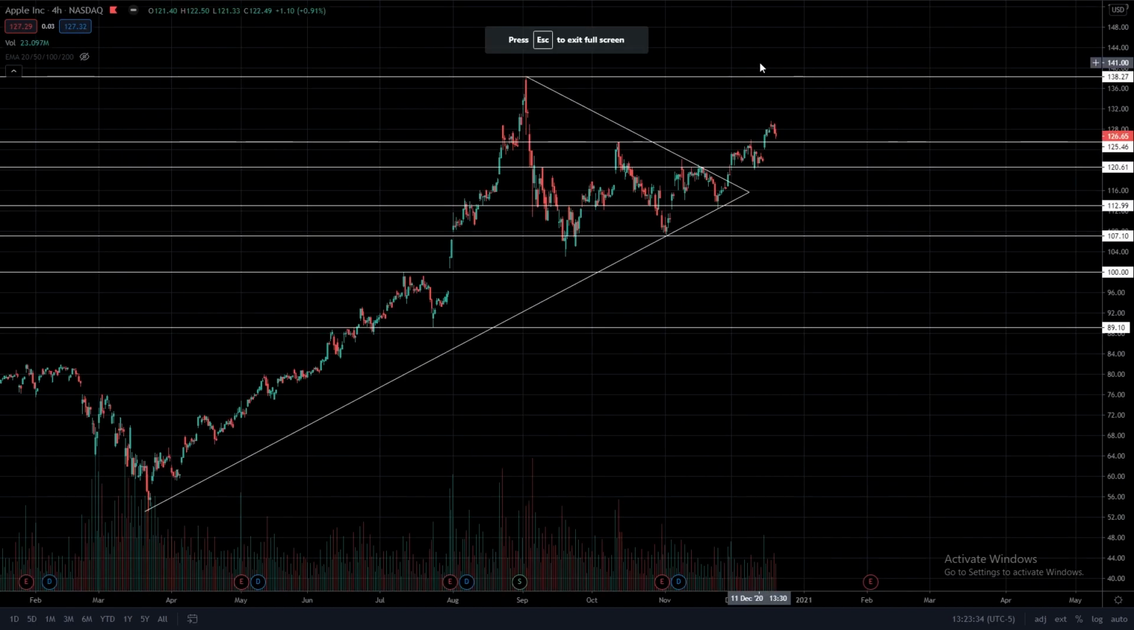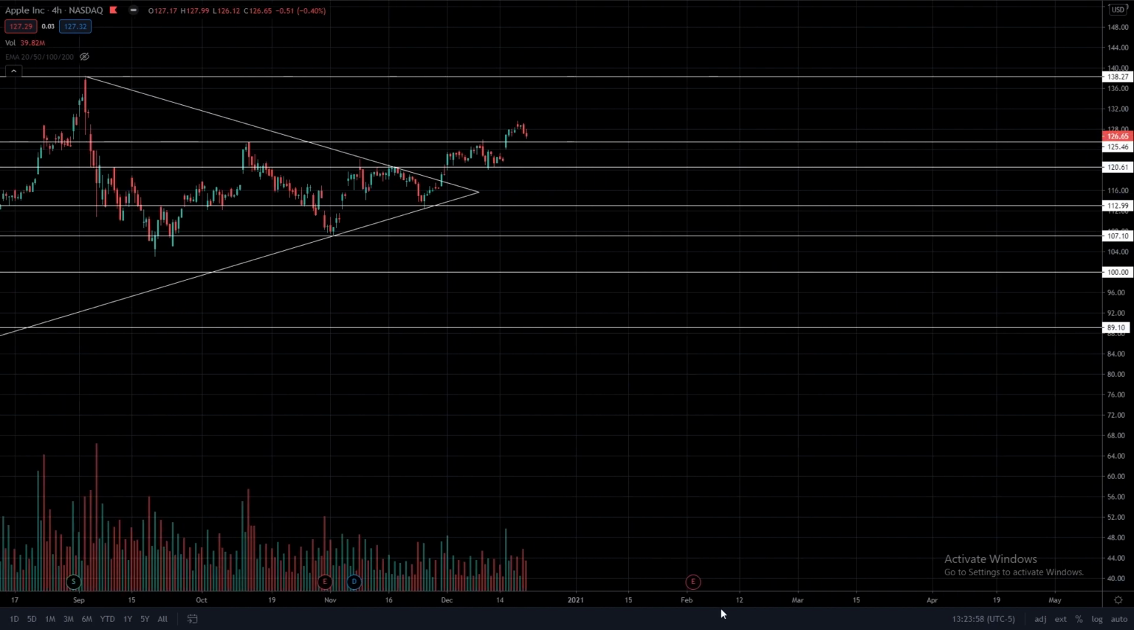So a setup extremely similar to the one that we were just looking at was Apple recently. It had a symmetrical triangle, as you can see right here, and it played out just like we expected. So it was a bullish breakout play. And as you can see, the best entries were the touches to this lower trend line here. And it broke out and it made a really nice move up, as you can see.